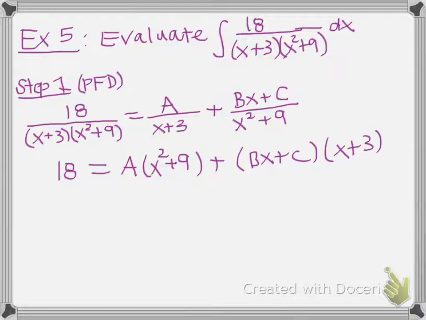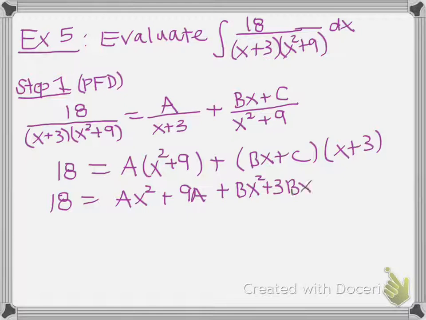Okay, and what we do here, we have to multiply through, so this is going to be ax squared plus 9a plus bx squared plus 3bx plus cx plus 3c. Then we group like terms.